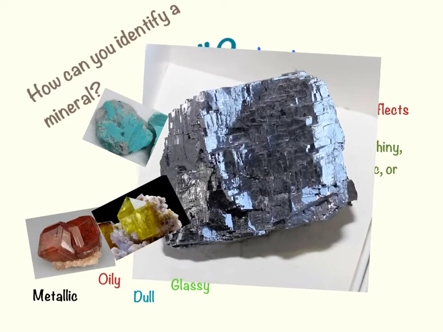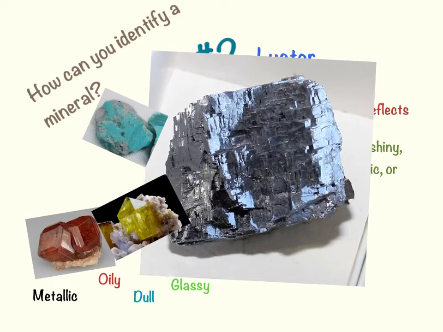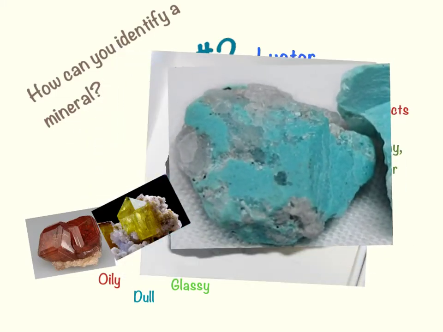So this particular piece right here, very metallic looking. You can tell it's very, very metallic. Then you have dull. This is turquoise. Turquoise is very dull, so it's the opposite of luster.